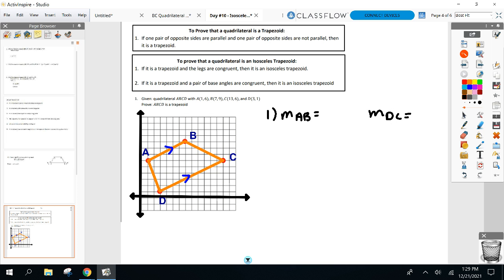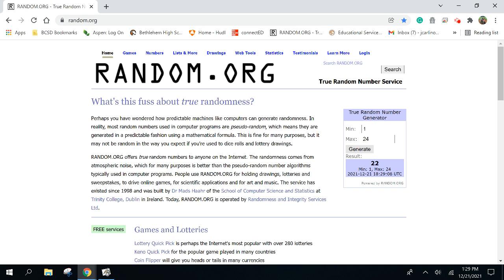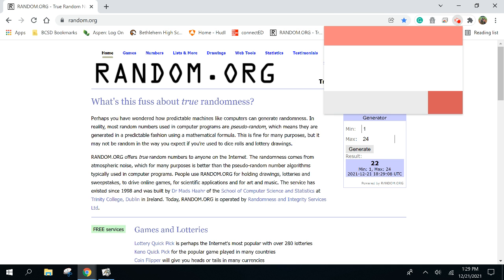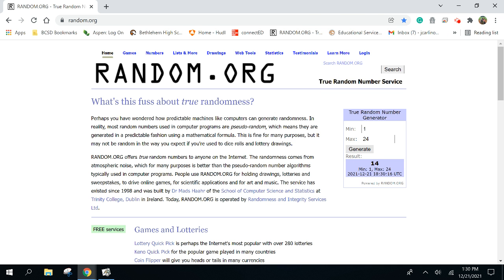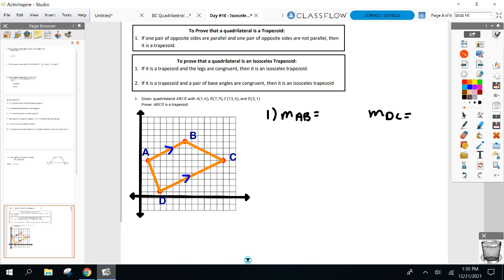All right, so go ahead, discuss with your groups. What's the slope of AB? What's the slope of DC? And I'll ask you in a second. What's your slope of AB? Do we have a 14? Yes, no?